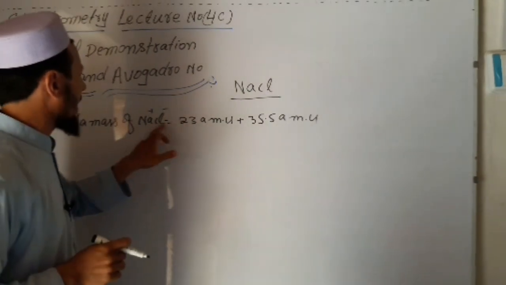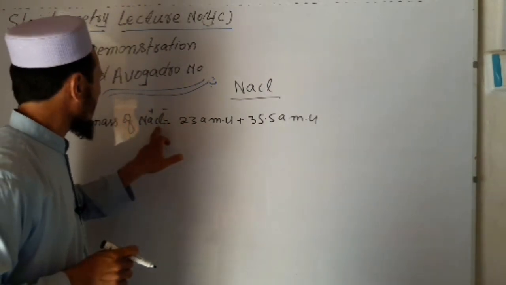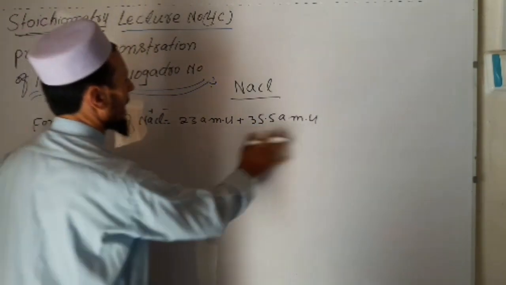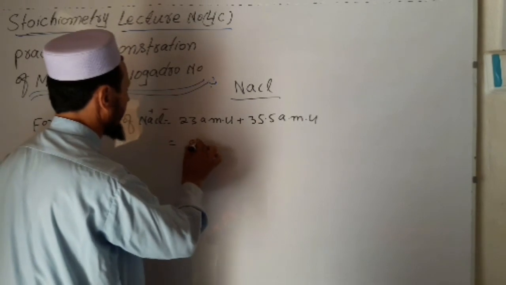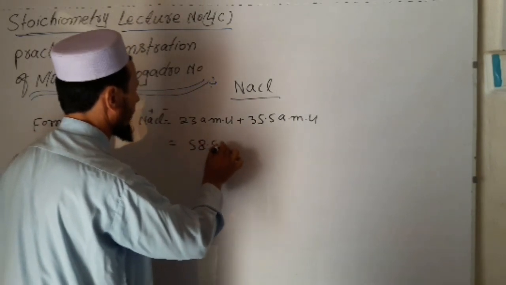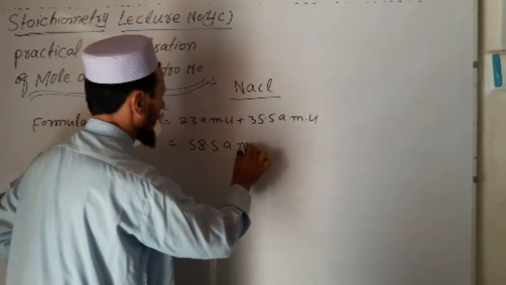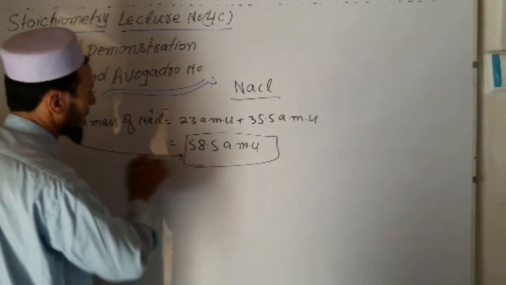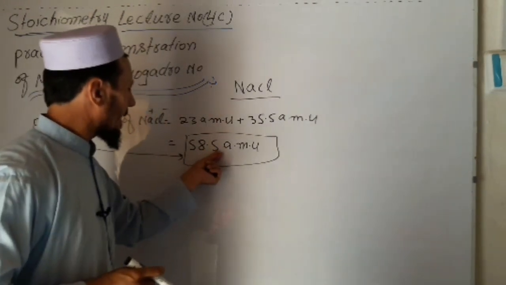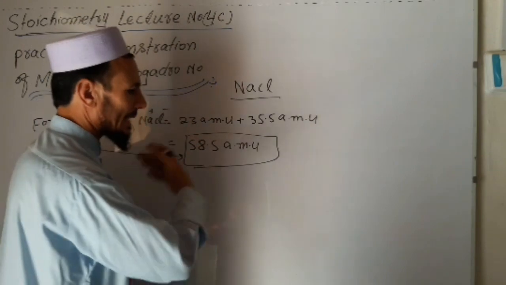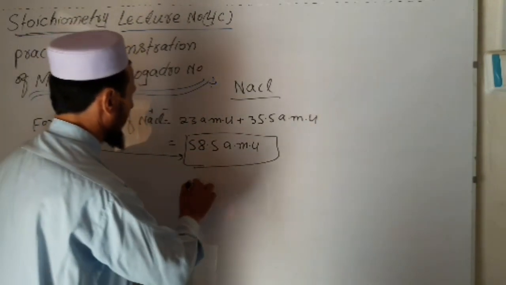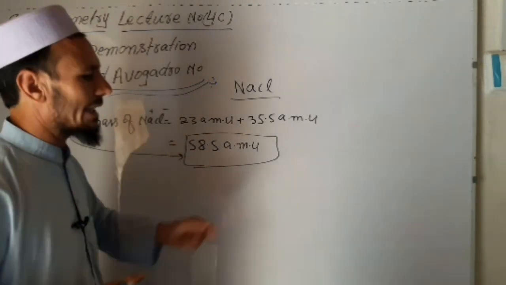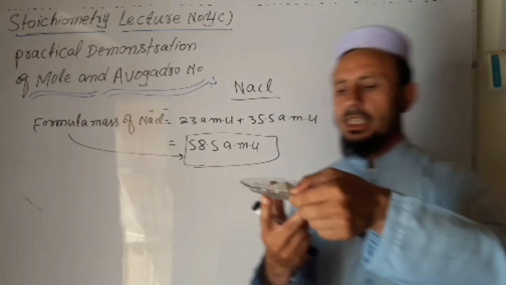The ionic mass of sodium ion is equal to 23 AMU. The ionic mass of chloride ion is equal to 35.5 AMU. By adding these, we will get 58.5 AMU. This is the formula mass of sodium chloride. When this formula mass is expressed in gram, then that will be called 1 mole, as you can see here.